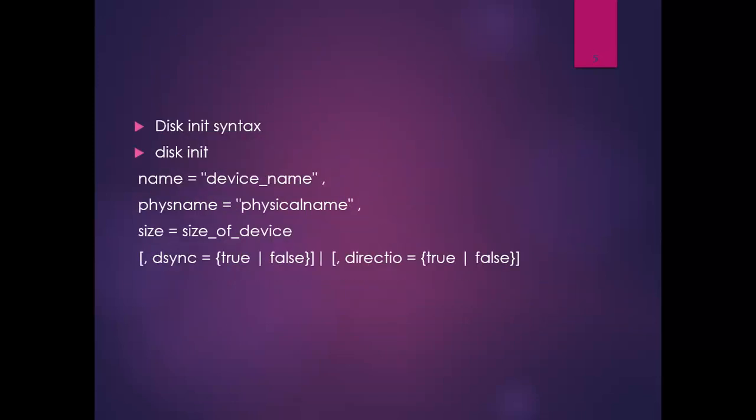This is the command to create a database device. Disk init name equal to the logical device name, physical name equal to the physical path where the device is located. Store the information. It could be your file system, it could be your raw partition. It depends on the size, how much size the devices you are going to create.